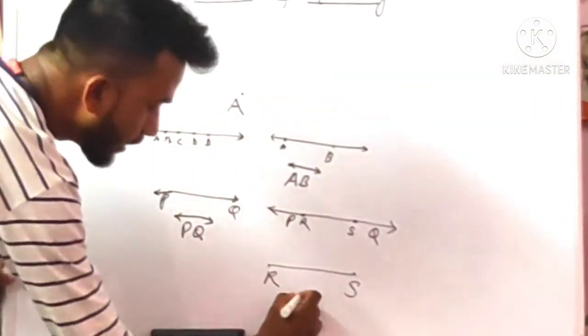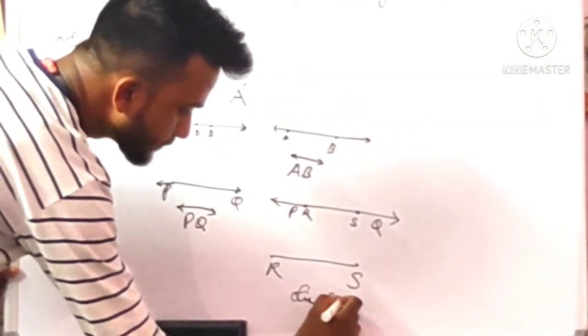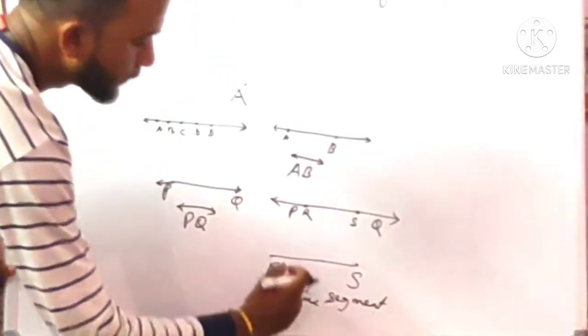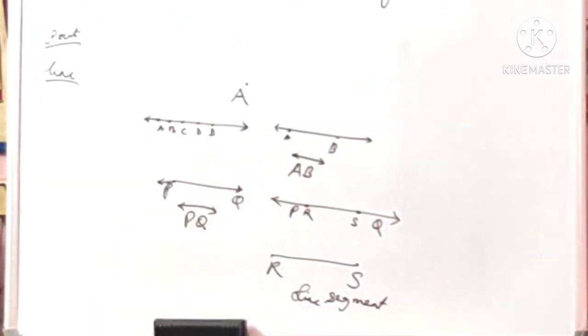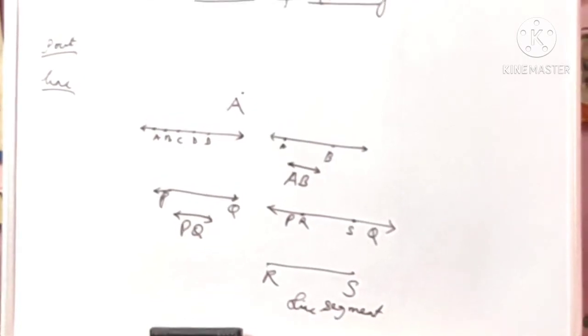What is this now? A line segment has a fixed length, starting from R and ending at S. So it has a fixed length and it is denoted as a line segment.